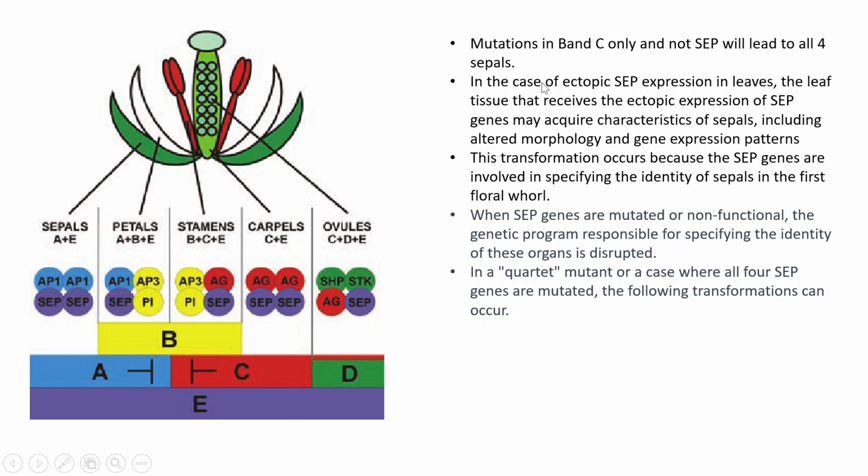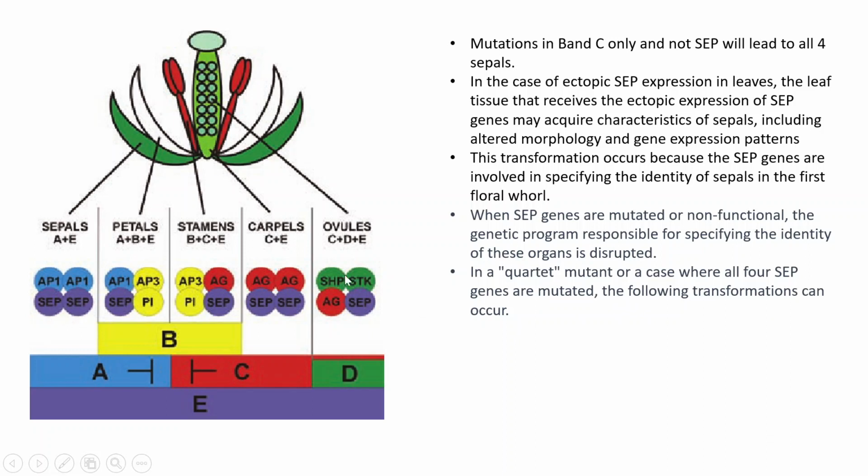In case of ectopic SEP expression in leaves, if we express this E gene ectopically in leaves, the leaf tissue receives the ectopic expression of SEP, may acquire characteristics of sepal, including altered morphology and gene expression patterns. So SEP is so powerful, if we ectopically express it in leaf, then it will make the leaf look like a sepal. This transformation occurs because SEP genes are involved in specifying identity of sepals in the first floral whorl. When SEP genes are mutated or non-functional, the genetic program responsible for specifying identity of these organs is disrupted. In a quartet mutant, or a case where all 4 SEP genes are mutated, the following transformations can occur.